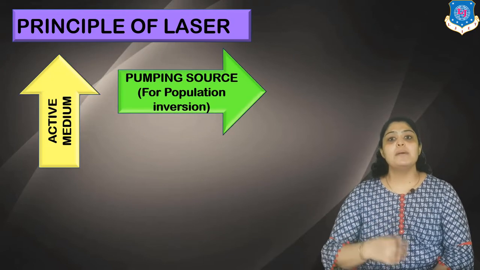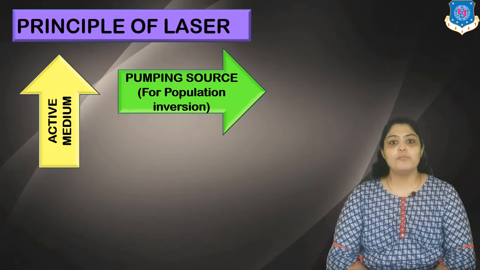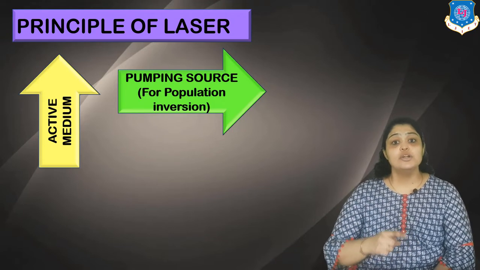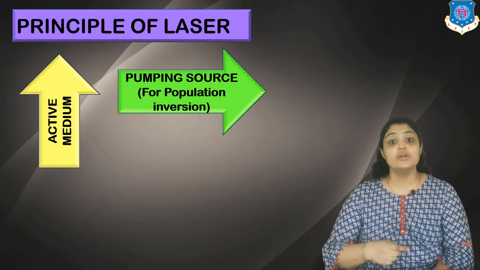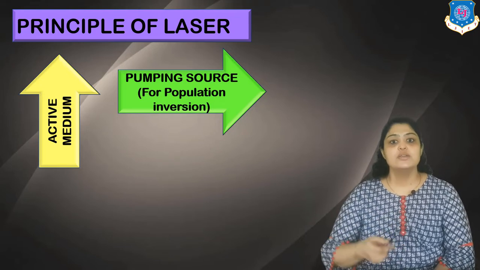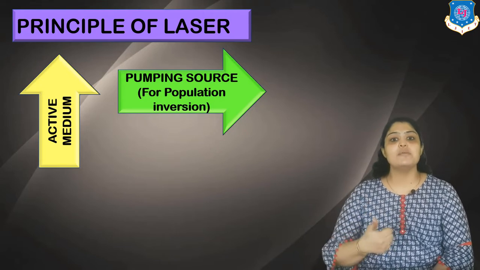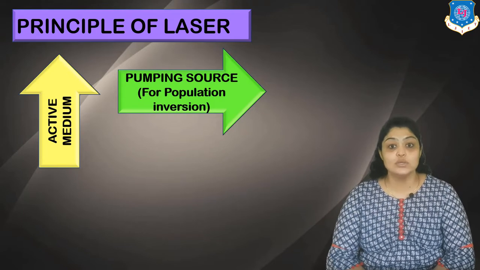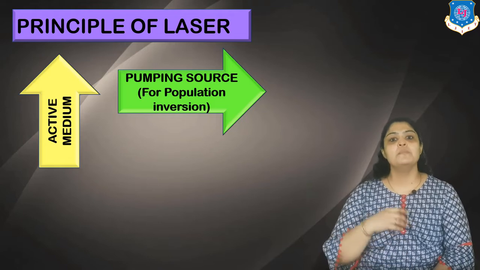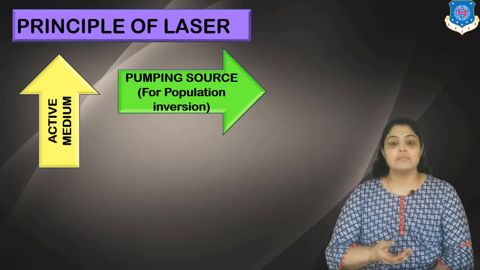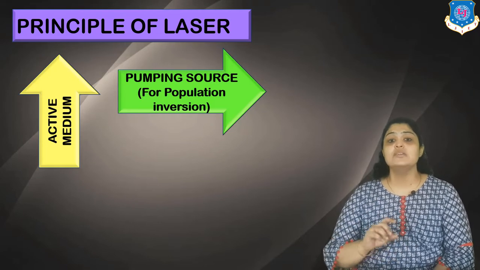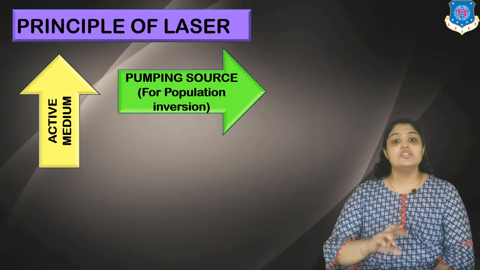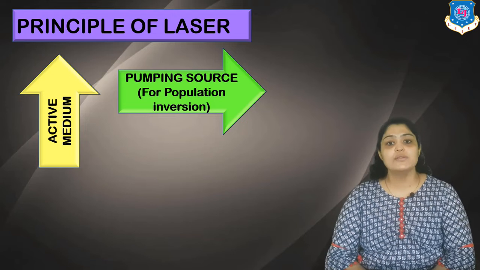Then comes the pumping source, which is important for population inversion. We already have an active medium, but to achieve stimulated emission we should have population inversion. So for achieving population inversion, the second important thing is a pumping source. Depending upon the type of active medium, if it's a solid medium, generally optical pumping is used. If it's a gaseous medium, generally electrical pumping is used.